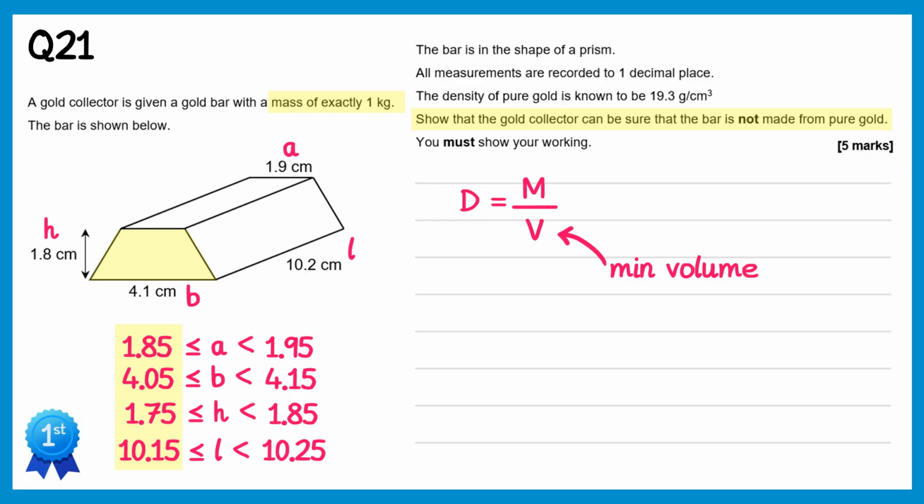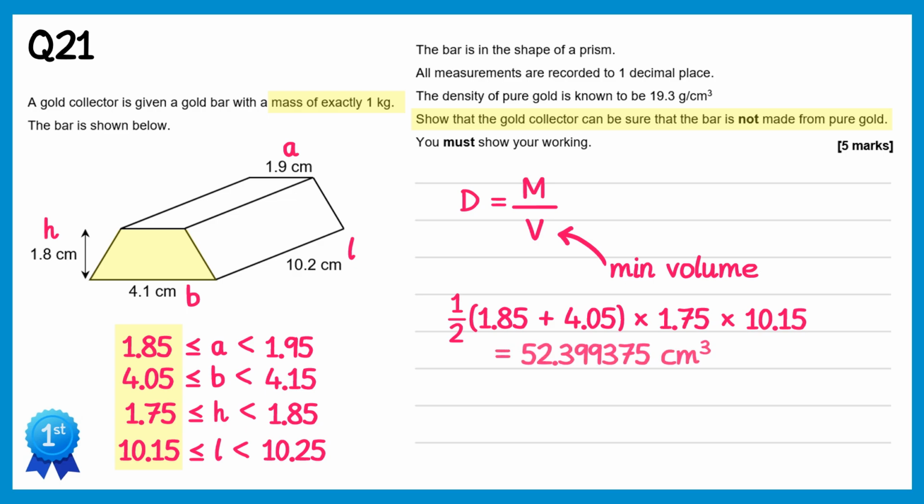So using those numbers, let's work out the volume. First of all, we find the area of that trapezium, which is 1/2 of A plus B, so we'll use the lower bound of A plus the lower bound of B, and then times this by the height, so we'll use the lower bound of the height, and then once we've got that, we times it by the length of the prism, so the lower bound of that as well. Typing all of that into your calculator will give you this number here, which is the volume of that prism.